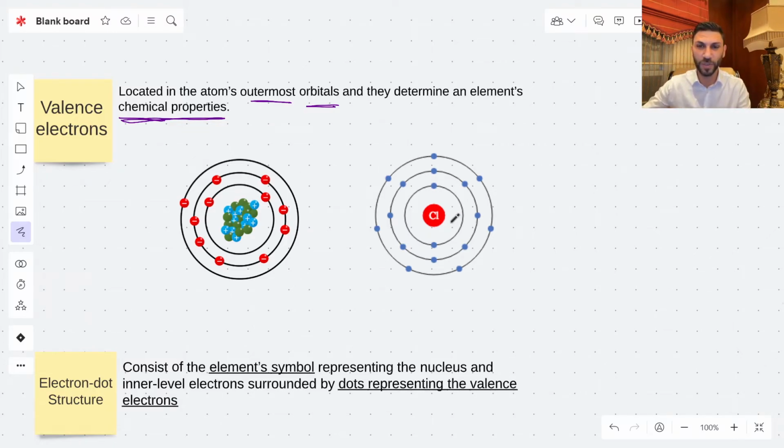That means, for example, for the chlorine atom, this is the inner shell, n equals 1. This is n equals 2, and here n equals 3. The outermost shell for chlorine is n equals 3. We need to count the number of electrons in it. So chlorine has 1, 2, 3, 4, 5, 6, and 7. That means it has 7 valence electrons.